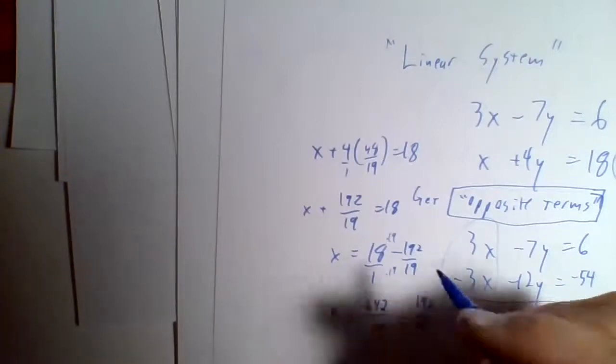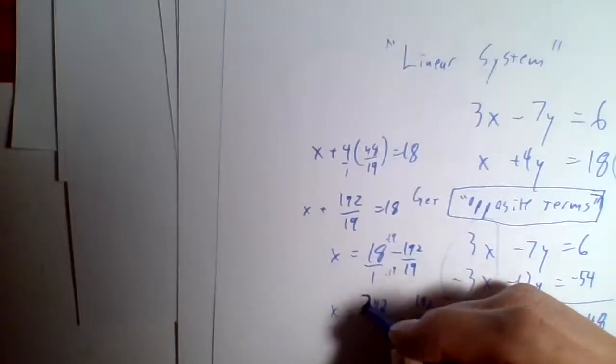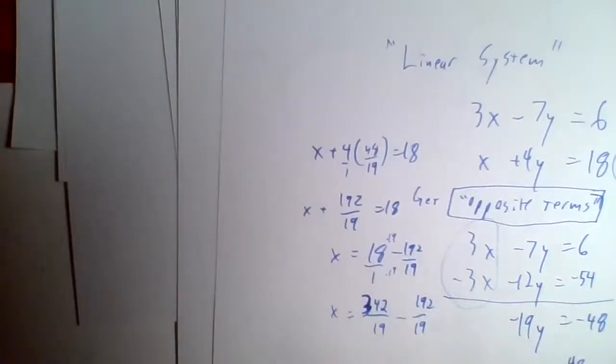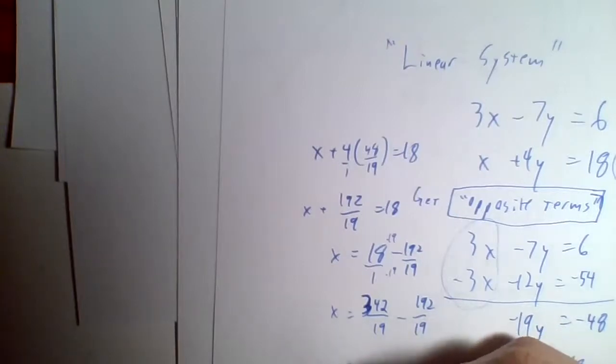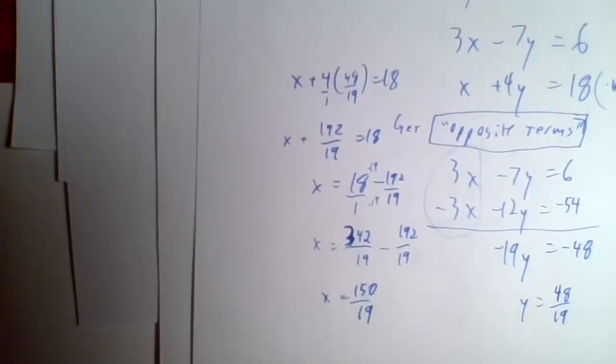I'm sorry, I wrote this wrong. 18 times 19 is 342. I don't know where I got the 6 from. 342 minus 192, which is 150. So I got 150 over 19. That's what happens when I just make up problems on the spot.